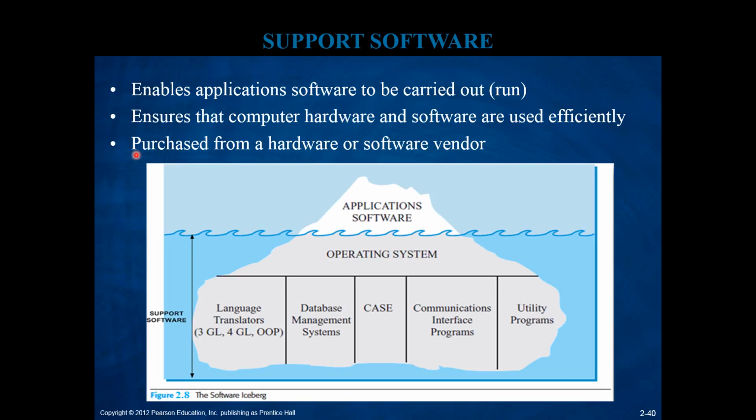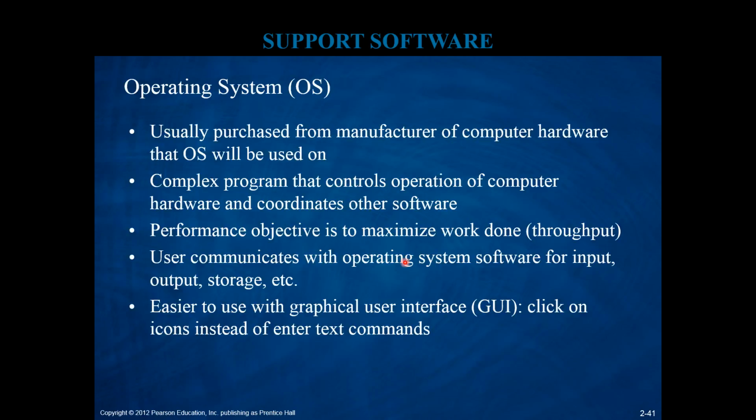And typically, support software is purchased from a hardware or software vendor, the one that supplies specific hardware to a company, or a software company specializing in developing a particular type of support software. Now, the most well-known and the most important type of support software is the so-called operating system. Usual operating systems are purchased together from the manufacturer of computer hardware.